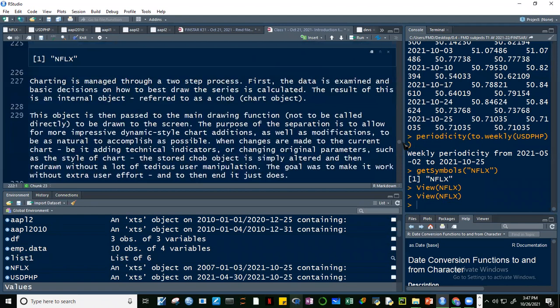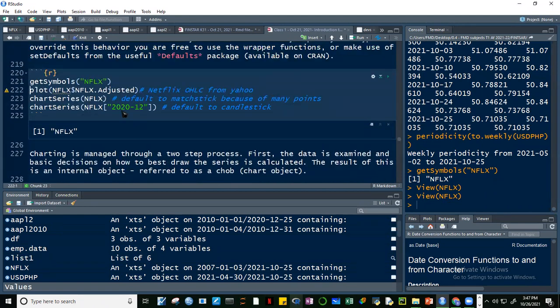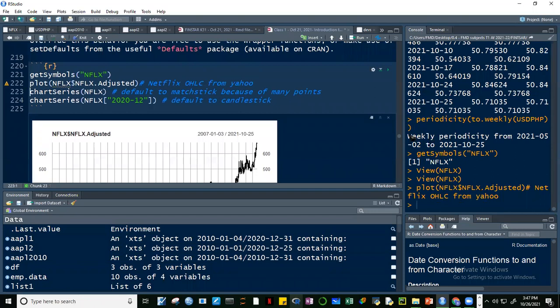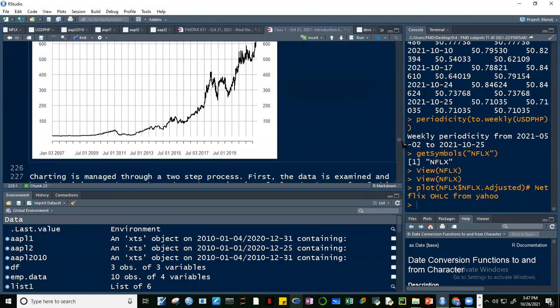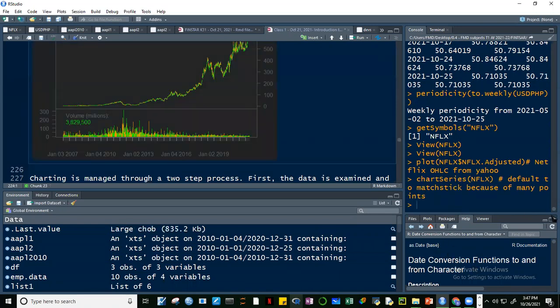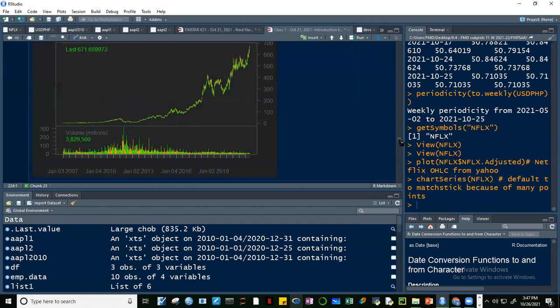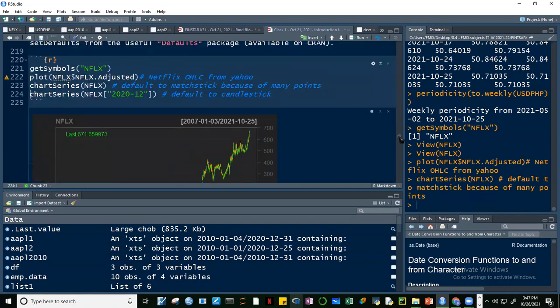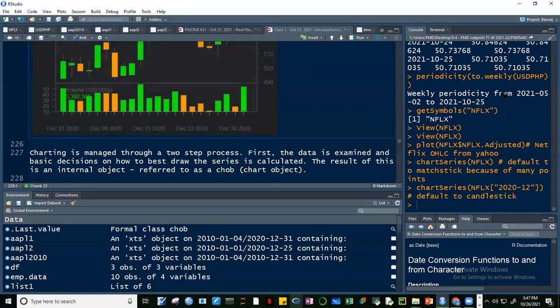Okay, where is our plot? This one. Here we're using base R. This is the plot from base R, and it will just give us a very simple time series plot. But if we use chart series and Netflix, you have the volume and then the candlestick. Now we can't see the candlestick because of the range of data. But if we specify, for example, chart series Netflix for just December 2020, this will default to a candlestick.